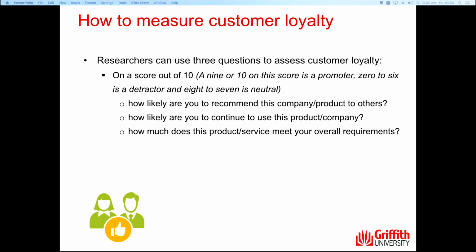So if a lot of the respondents circle 10, 9, 8, then we can conclude that a lot of the respondents are very loyal, right? So you have to know the definition, and then you have to identify how we measure this concept.